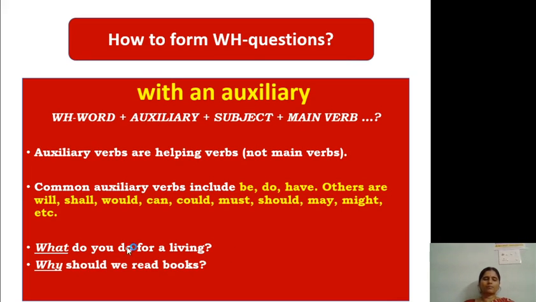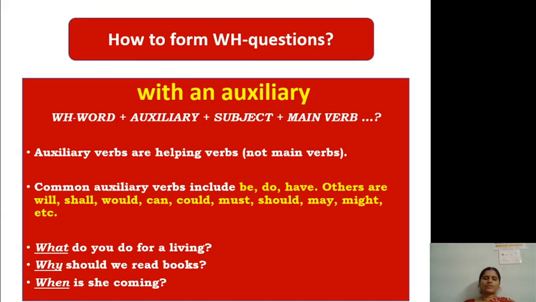Let us see one more example. Why should we read books? So why is the question word, should is the auxiliary verb, we is the subject, and read is the main verb. So here you could see the structure. After the question word, we got the auxiliary verb, followed by the subject, and then the main verb. Now let us see one more example. When is she coming? When is the WH word, is is the auxiliary, she is the subject, and coming is the main verb. So this would be the structure to frame a WH question with an auxiliary verb.